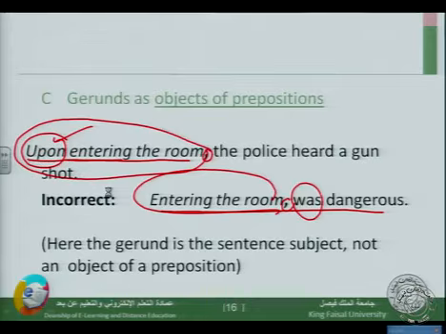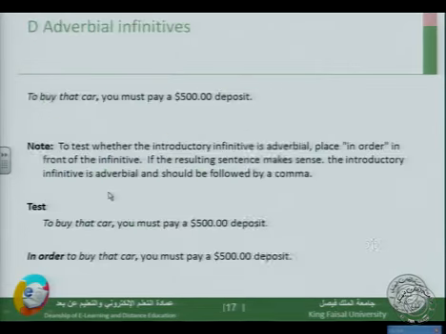If we say "the police heard a gunshot" without "upon entering the room," the sentence is complete. But if we say "entering the room was dangerous" and separate them, this is an incorrect sentence. Which one was dangerous? Entering the room. So it was the subject of the sentence. Okay, it is not an object of a preposition.